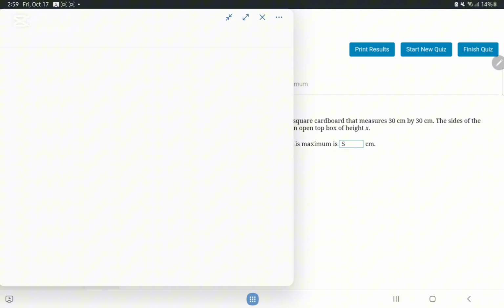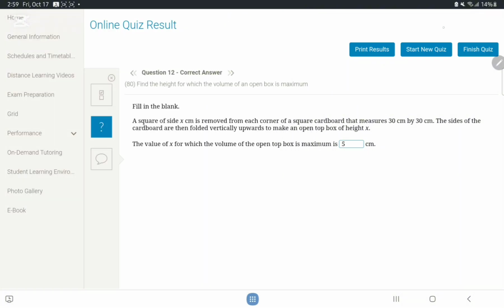So now that we're done with the condition, we have x times (30 minus 2x) squared. They want a maximum. Immediately what you do is, not make it equal to 0 actually, you derive. Sorry for my mistake. You derive.